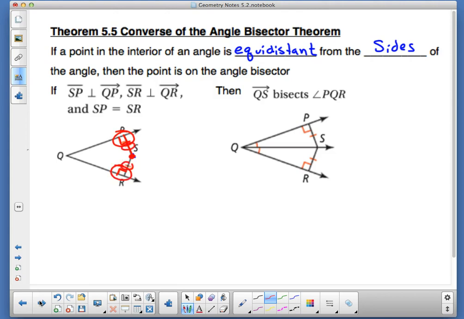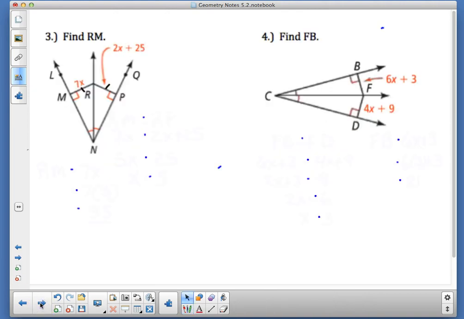If they're congruent like that, I shouldn't say you can say they're congruent, you can say that S is on the angle bisector. So I know that S is on the angle bisector if all this stuff exists. Now, with that said, I have two problems left. Let's check them out. It is your turn to peruse the problems and think about the information we just looked at.